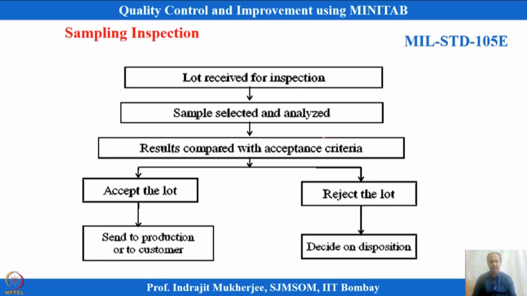Products are already manufactured, they come to you, and you do some screening activities, which may be 100% or only a part of it to reduce the cost. Then you come up with some criteria, and based on that you either accept or reject the complete lot. This is what we do in sampling inspection.